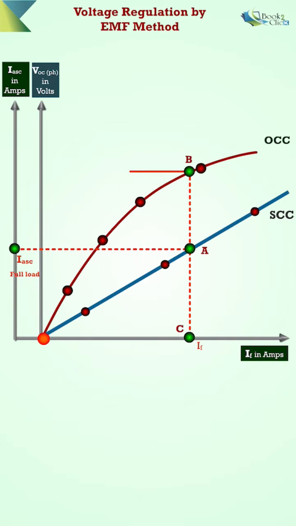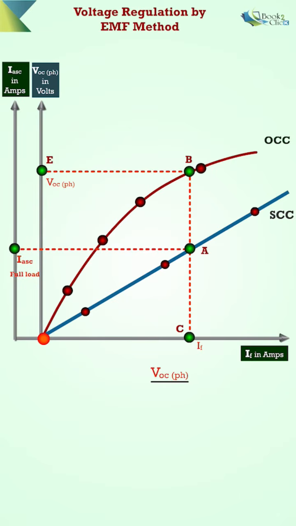Now, draw a horizontal line from point B to the y-axis representing open circuit voltage VOC. The point of intersection E is the value of VOC at the field current that gives rated current per phase.